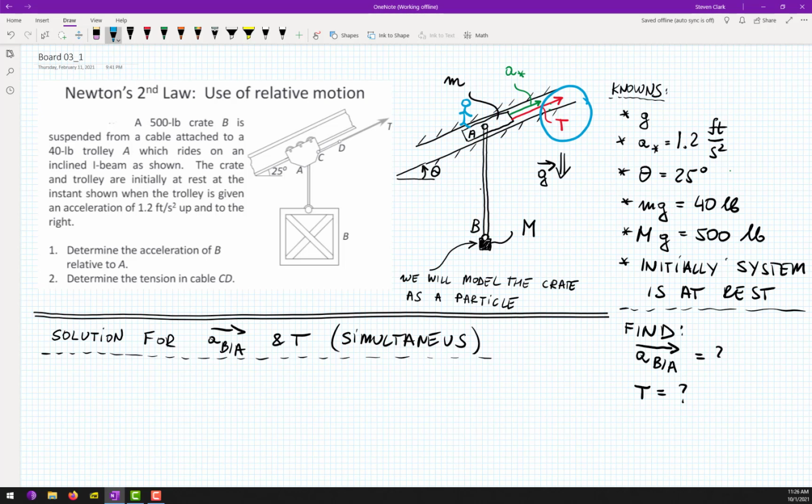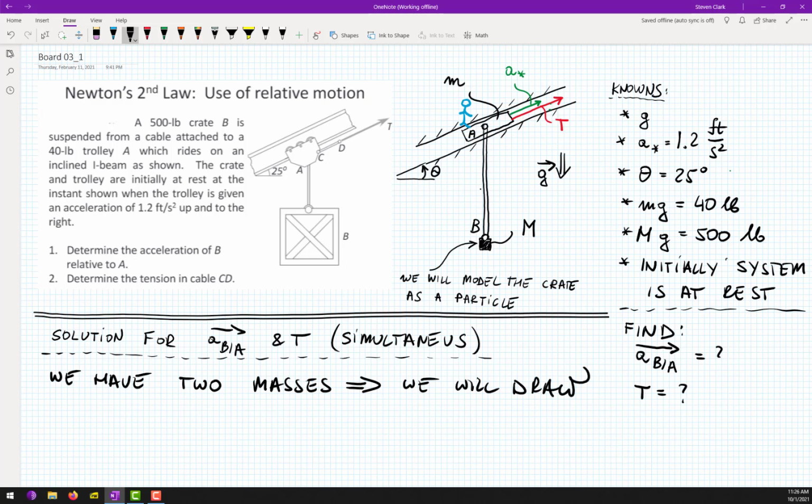Any questions to the problem statement? So let's solve it, okay? And I'm not going to surprise you. We are going to start with free body diagram. However, maybe before that, let's write that sentence. We have two masses. That's why we should draw two free body diagrams, okay? We have two masses. That implies we will draw two FBDs.